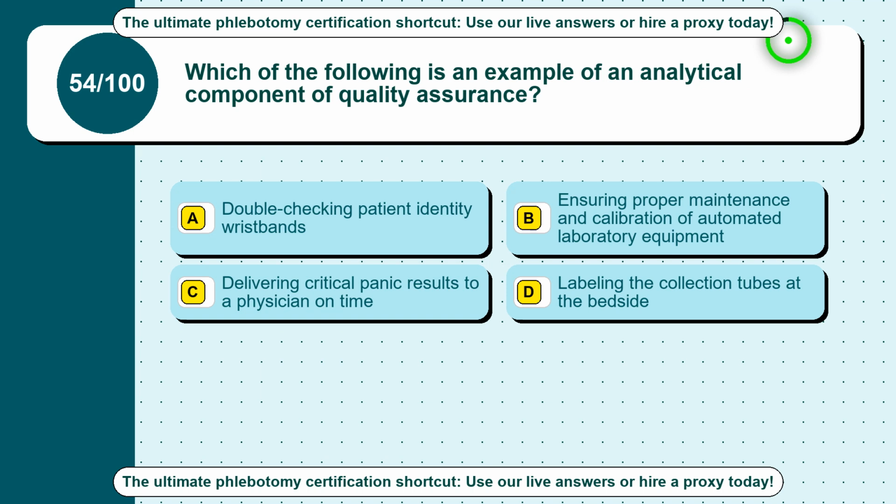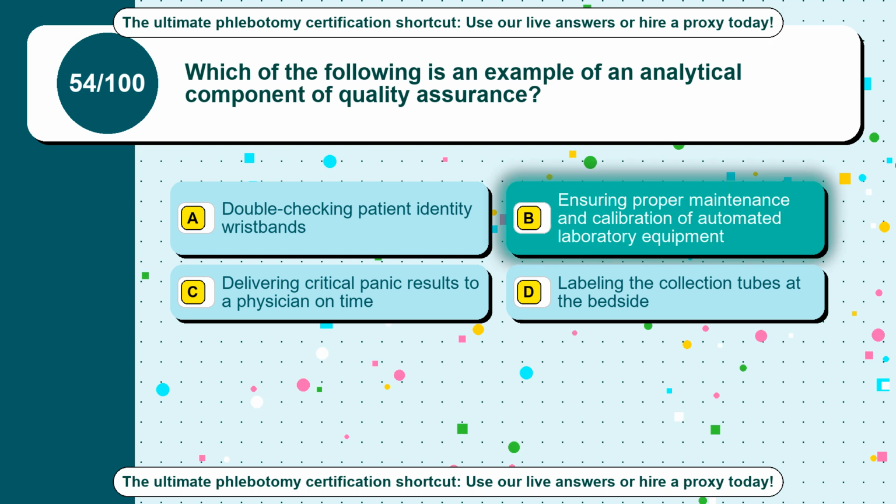Question 54. Which of the following is an example of an analytical component of quality assurance? Option A, double-checking patient identity wristbands. Option B, ensuring proper maintenance and calibration of automated laboratory equipment. Option C, delivering critical panic results to a physician on time. Option D, labeling the collection tubes at the bedside. The correct answer is option B, ensuring proper maintenance and calibration of automated laboratory equipment.